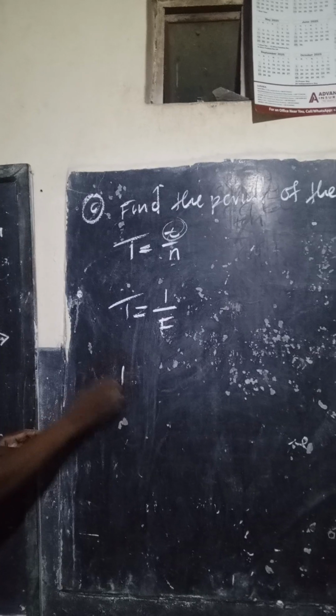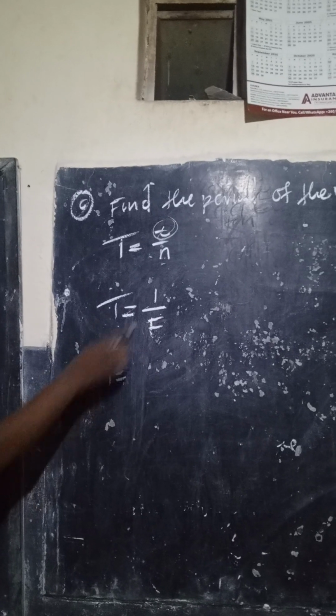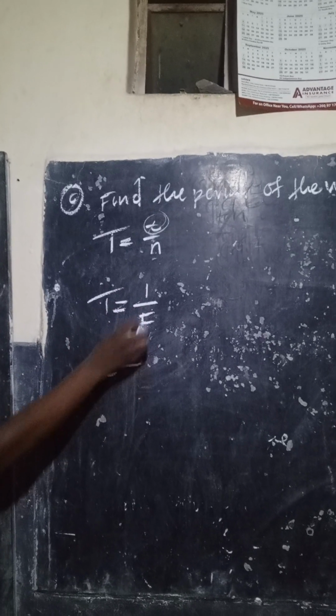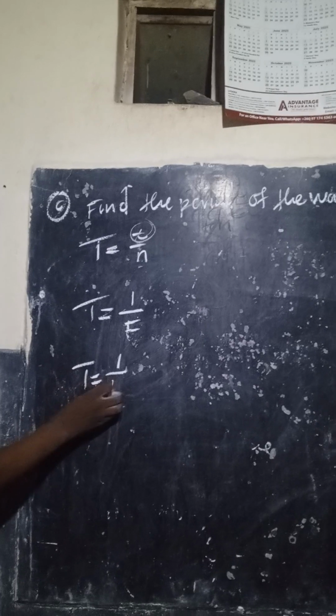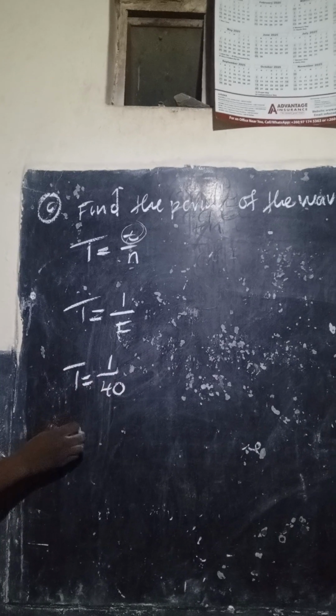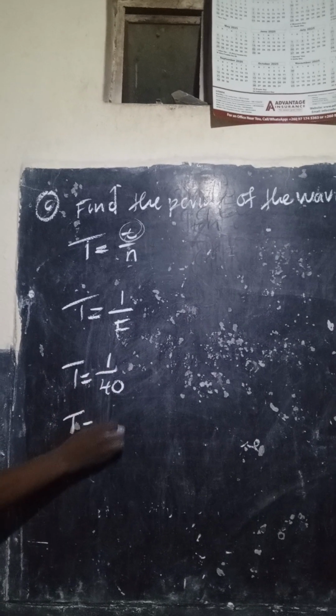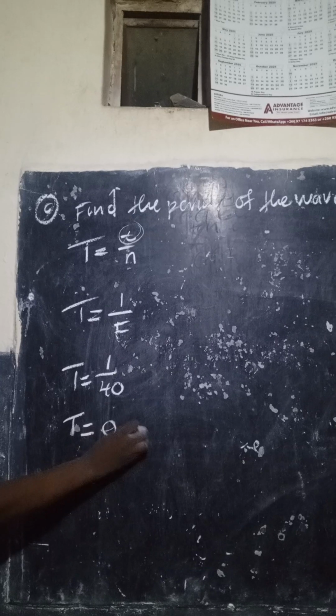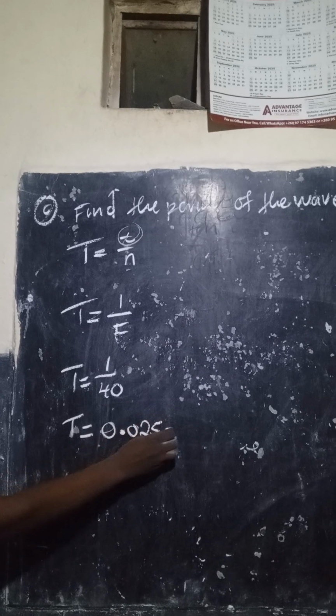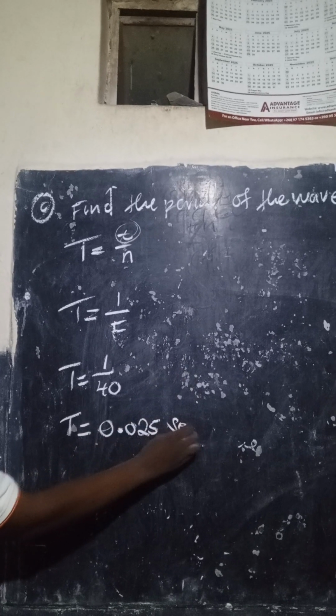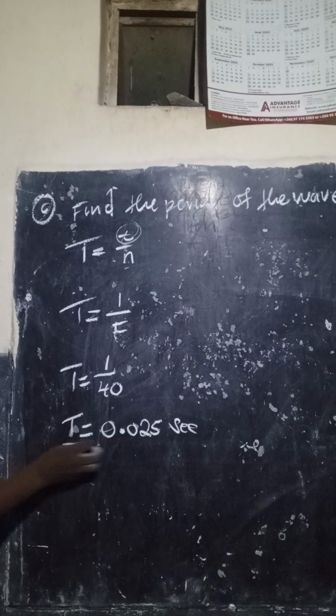Frequency. So in this case, I'll say period equals 1 over the frequency, which in our question was 40. When you divide, it will be 0.025 seconds. So these are seconds. So this is our answer.